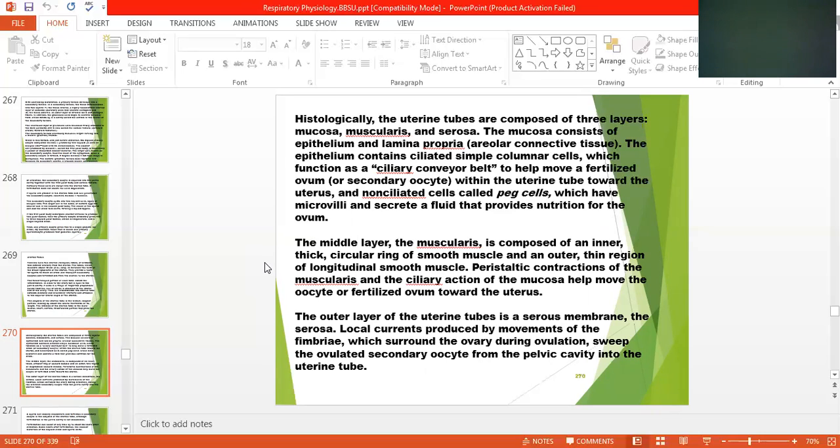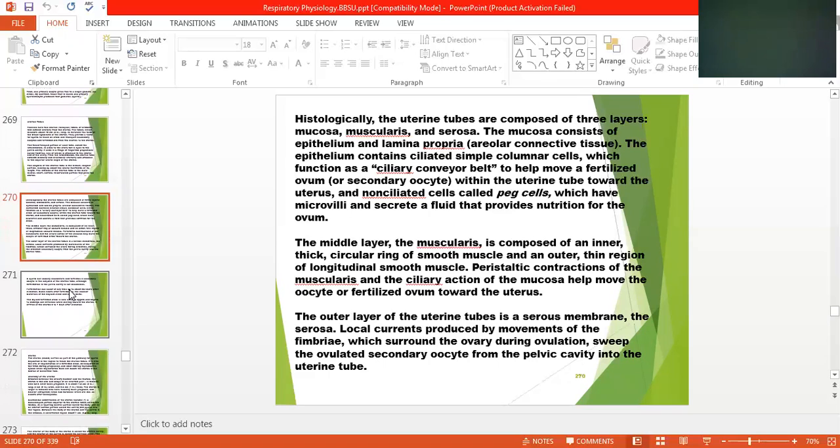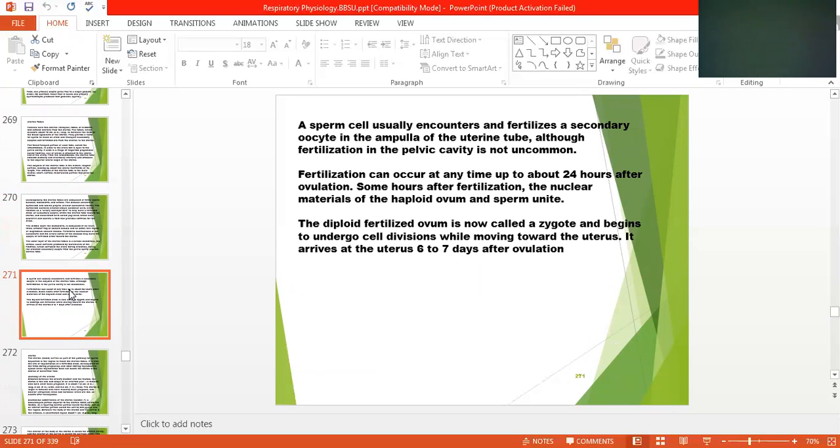Local currents produced by the movement of the fimbriae, which surround the ovary during ovulation, shift the ovulated secondary oocyte from the pelvic cavity into the uterine tube. A sperm usually encounters and fertilizes the secondary oocyte in the ampulla of the uterine tube, although fertilization in the pelvic cavity is not uncommon. Sometimes we call it ectopic pregnancy. Ectopic pregnancy means fertilization does not take place in the uterus.